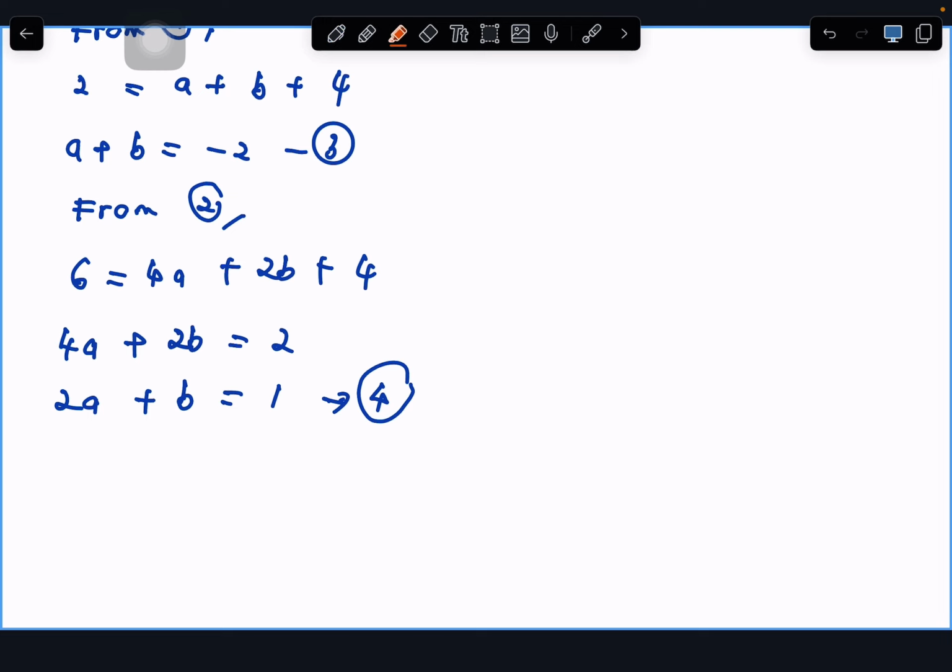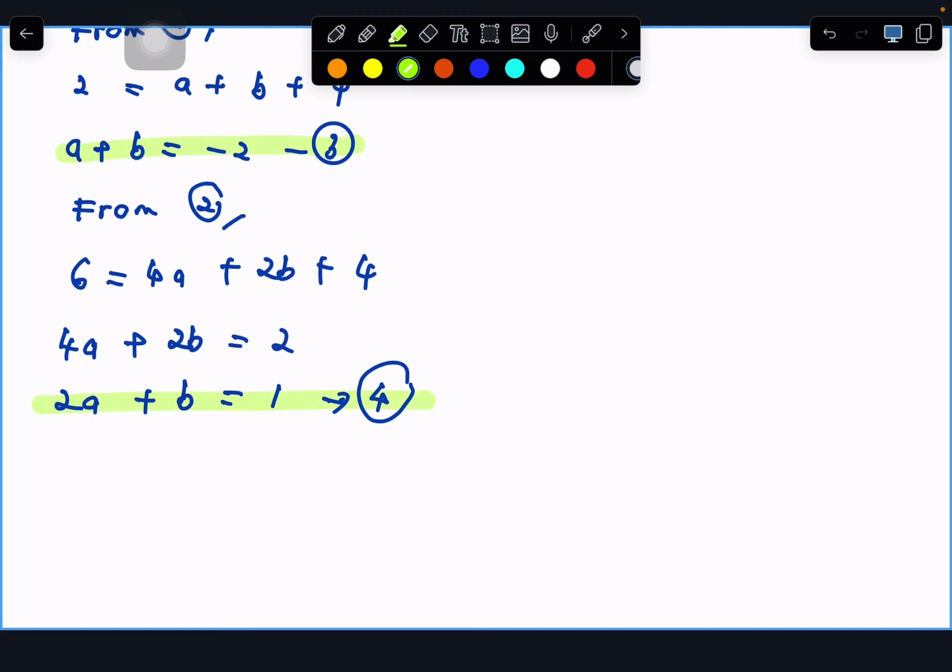Now we use these equations to solve for the values of a and b. How do we do this? There are two methods: elimination or substitution. Which one do you want to use? In this case, we can use elimination. We can take 3 minus 4 or 4 minus 3. Let's say we take 3 minus 4.